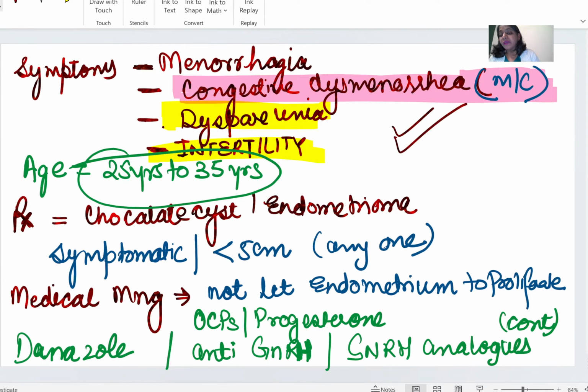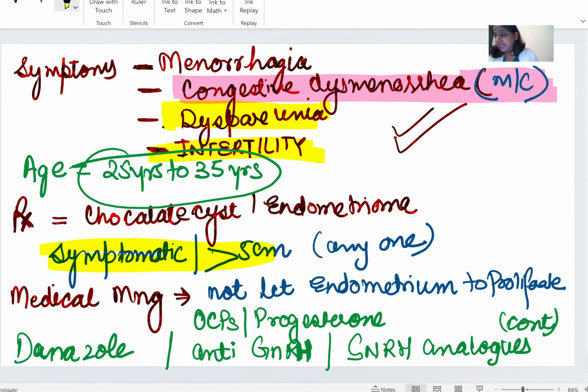What treatment? They have given you a ground glass appearance and they have asked you what will be treated. Whether you will remove the chocolate cyst or you will give the symptomatic treatment. So here, if the chocolate cyst is producing symptoms, or it is more than 5 centimeter, then we will do cystectomy.